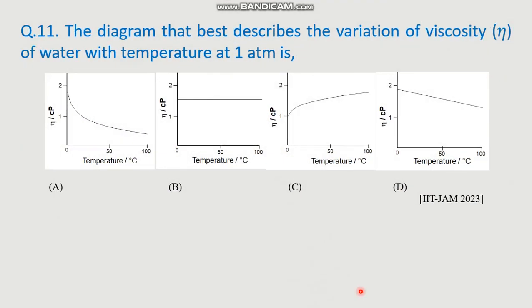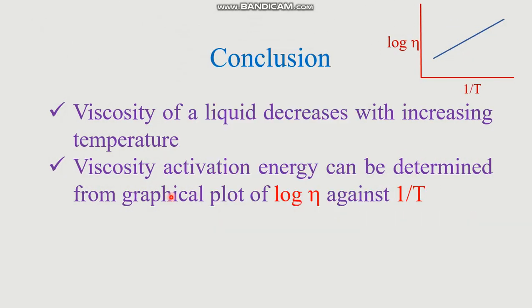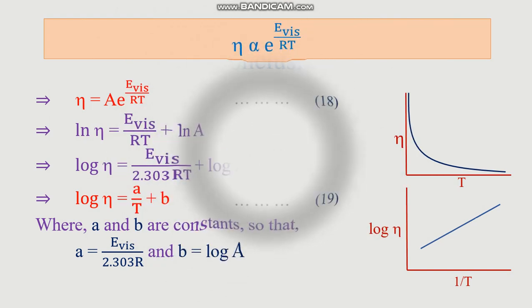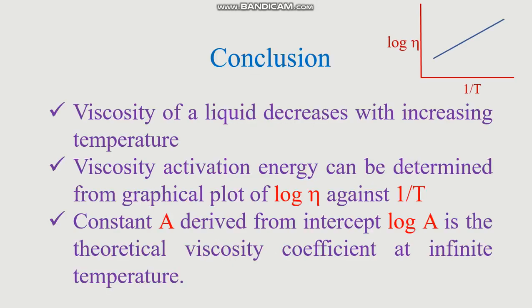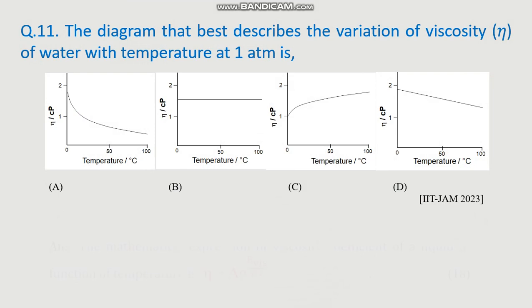Now move on to the question. This question came in IIT-JAM in 2023, and the question is: the diagram that best describes the variation of viscosity of water with temperature at 1 atm is, you are given 4 options. So which one is correct? Just move on to the previous slide. This one was the relationship according to equation number 18. So we have the answer. The correct option should definitely be option A, isn't it?